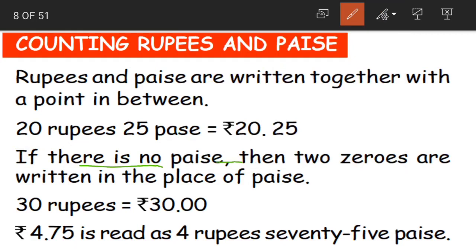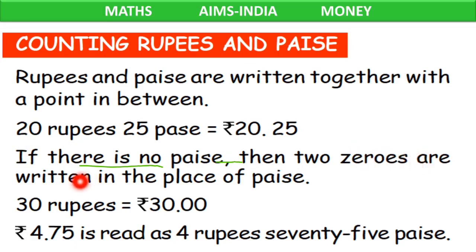If there is no paise, then 2 zeros are written in the place of paise. See what they are saying? Normally what is 0, children? 0 is used to represent nothing. When we have nothing there, then we place 0.